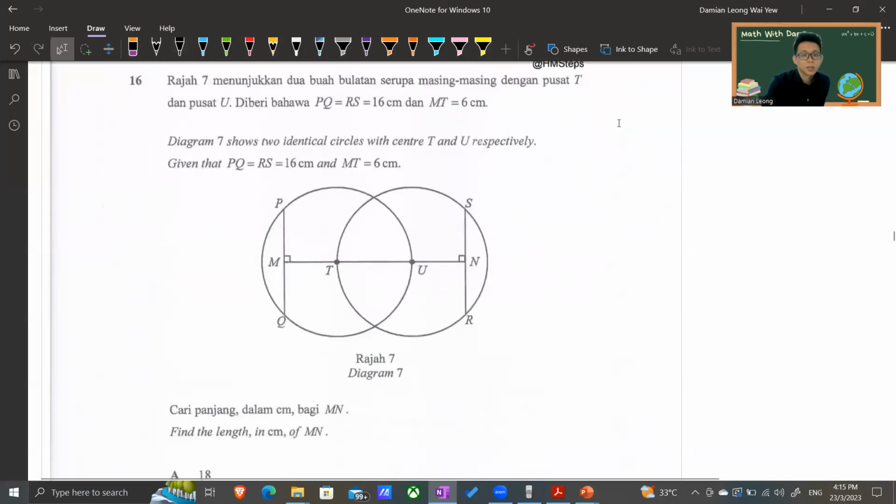Then question 60. I'm given PQ equals RS equals 16 cm and MT is 6 cm. MT here is 6 cm. PQ and RS are both 16. Both 16 means here is split into half, so this is 8 cm. So basically, I need to find this.